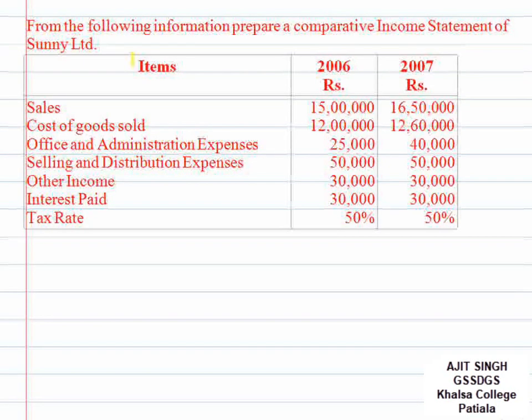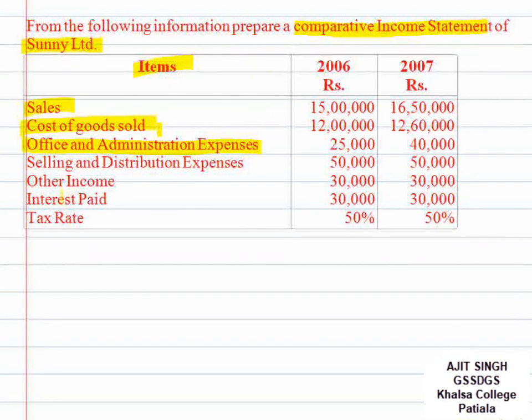This problem states that from the following information prepare a comparative income statement of Sunny Limited. We have to prepare comparative income statement. We are given various items, that is sales, cost of goods sold, office and administrative expenses, selling and distribution expenses, other income, interest paid and tax rate relating to the year 2006 and 2007.